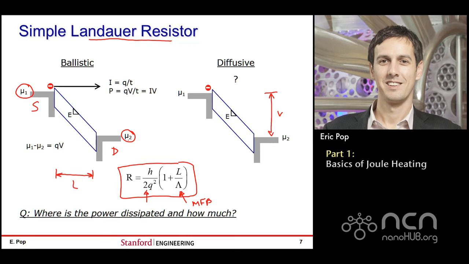So the question that I want to answer here very, very briefly is, where is the power dissipated and how much of the power is dissipated within this little resistor? Let's assume that the resistor is actually ballistic in the first case, right here on the left. If the resistor is ballistic, that basically means that an electron injected from the source will travel all the way to the drain without any kind of scattering event, as the arrow shows over here.